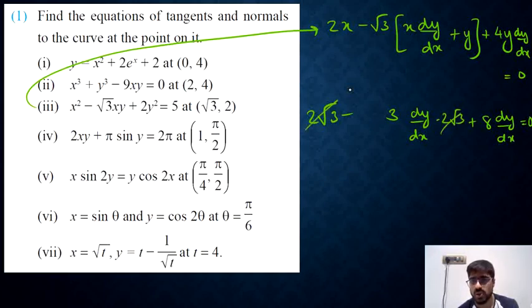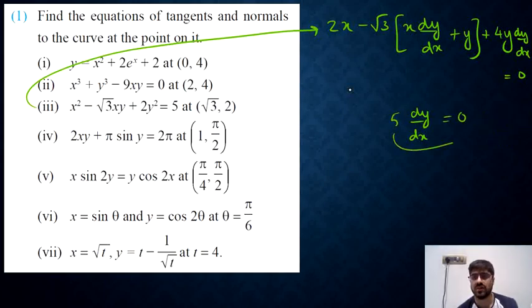So 2 root 3 minus 2 root 3 gets cancelled, and we are finally left with minus 3 dy by dx plus 8 dy by dx. That gives us 5 dy by dx equal to 0, which tells us that when 5 goes to the right, dy by dx will be equal to 0. So the slope of tangent is going to be equal to 0, and finally the equation of tangent will be y minus 2 equals the slope, which is 0, into x minus root 3. So it doesn't matter whatever we write on the right hand side, it will be 0 only, and y equal to 2 is the final equation of your tangent.